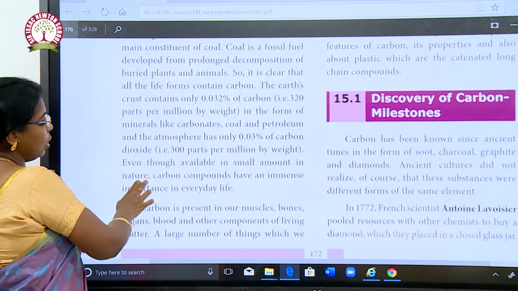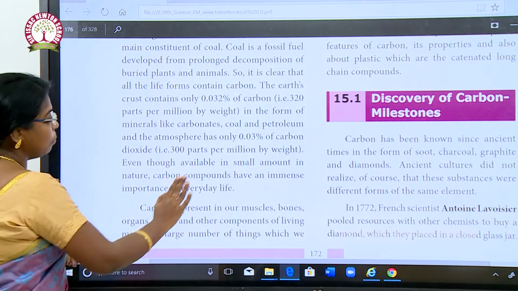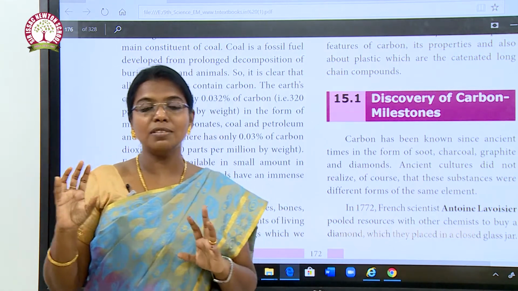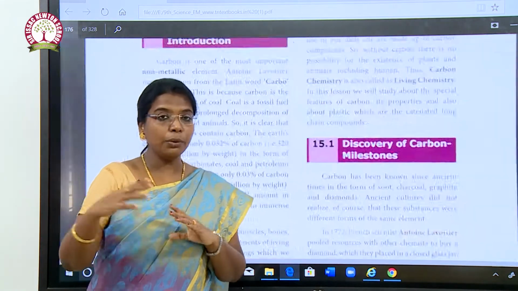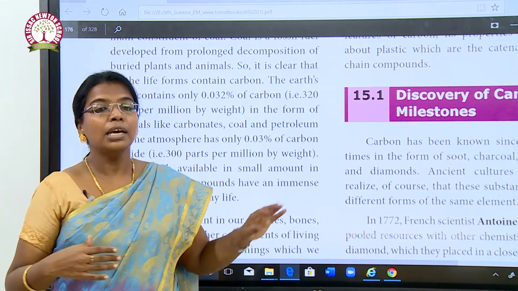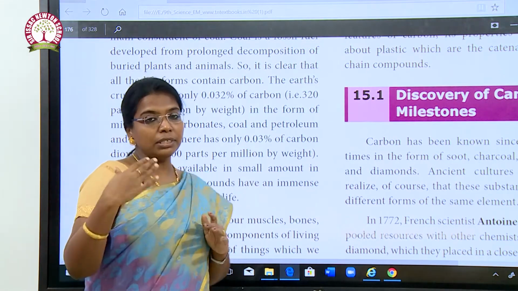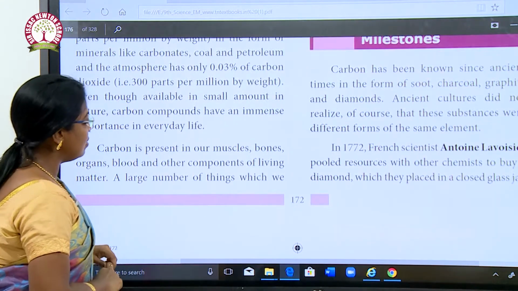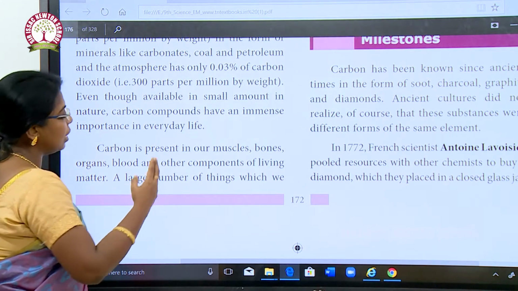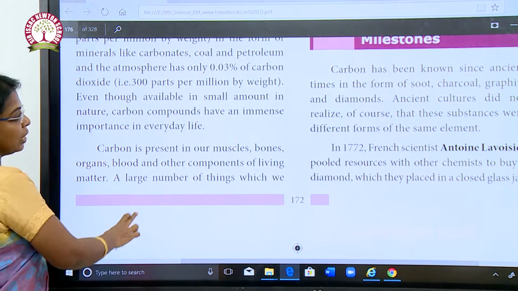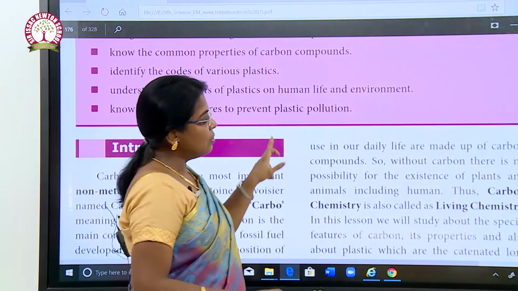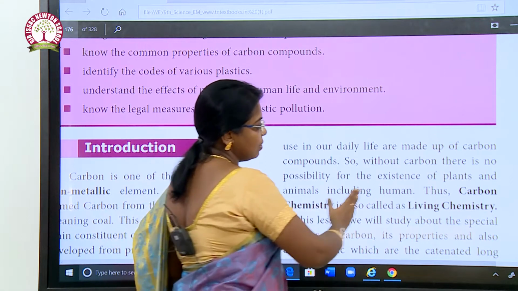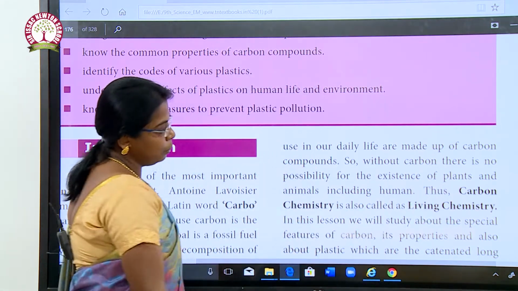Even though available in smaller amounts in nature, carbon compounds have immense importance in everyday life. Carbon is found only in traces in our environment. Even though it is found in very small traces, it is very important in our day-to-day life. It plays a vital role in our day-to-day life. Carbon is present in our muscles, bones, organs, blood, and other components of living matter. A large number of things which we use in our daily life are made up of carbon compounds. So without carbon, there is no possibility for the existence of plants and animals, including humans.